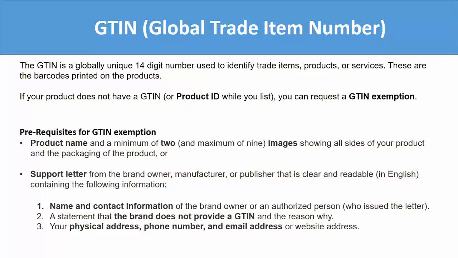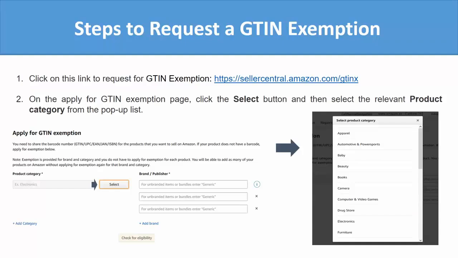Number two, it should have the statement that the brand does not provide GTIN. Number three, it should have the physical address, phone number, and email address of the reseller, as in you. So these are the steps to get a GTIN exemption. It's very simple, very easy.